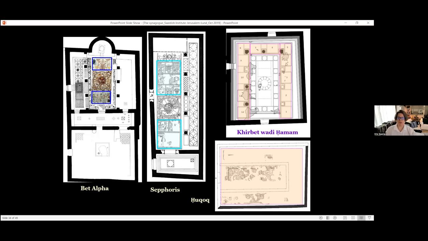Thanks. Your screen is still shared, so maybe it's good at this point to, that's good if we can see everyone again. That's okay. Great. We have a question in the chat from one of the attendees who would like to know your thoughts about older synagogues in the diaspora.